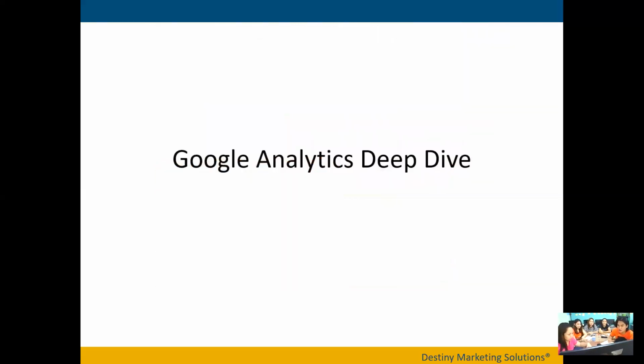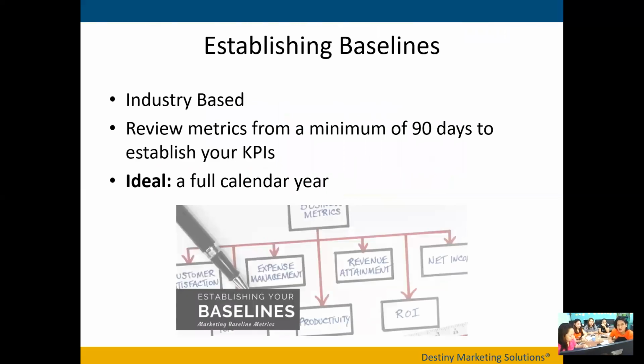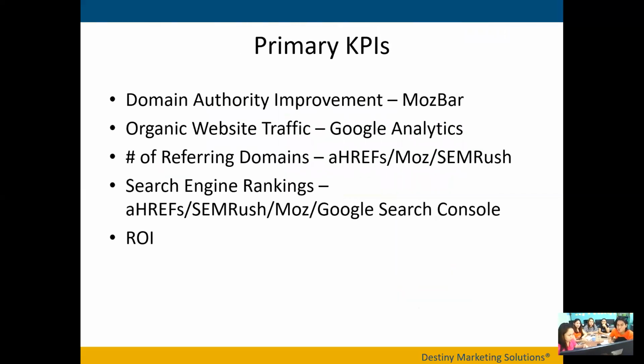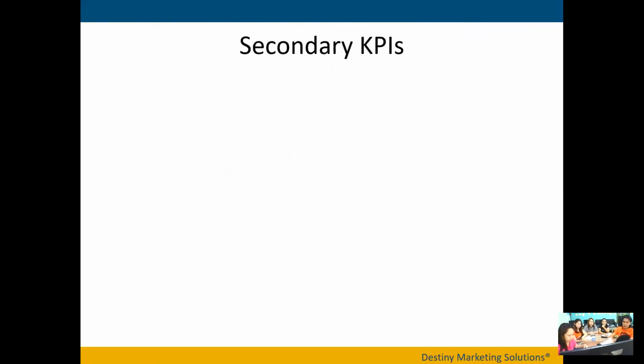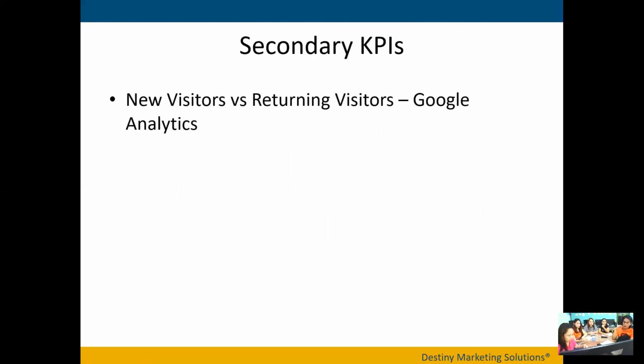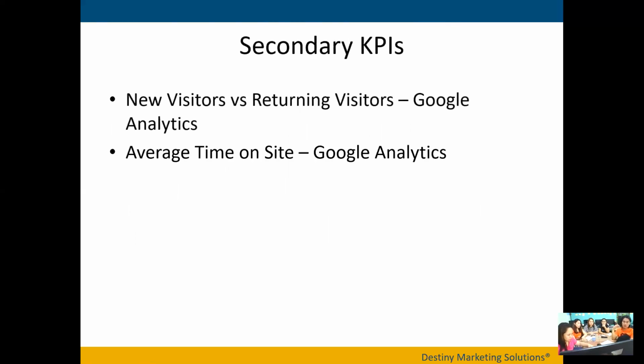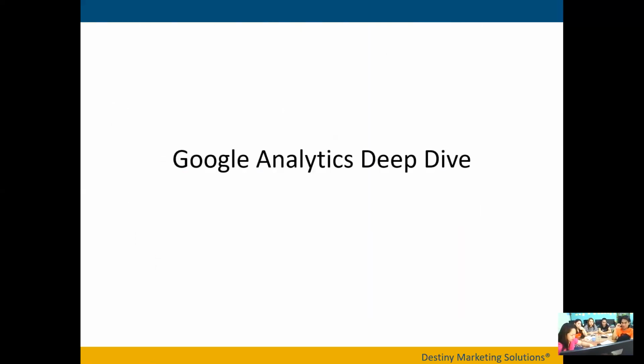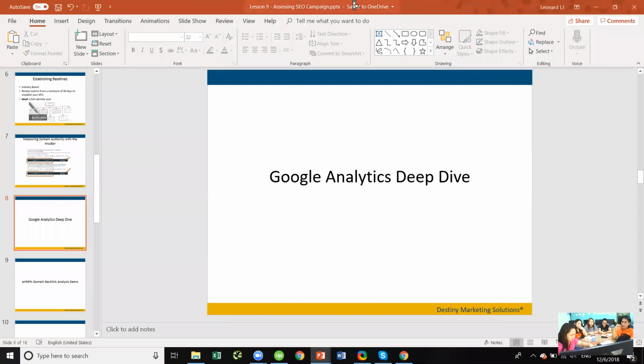Okay, so now we're going to do a deep dive into Google Analytics, and if you go back here, there are several metrics that we're going to be looking at. Organic website traffic, how do you figure that out? New visitors versus returning visitors, average time on website, bounce rate, and average pages per session. Okay.